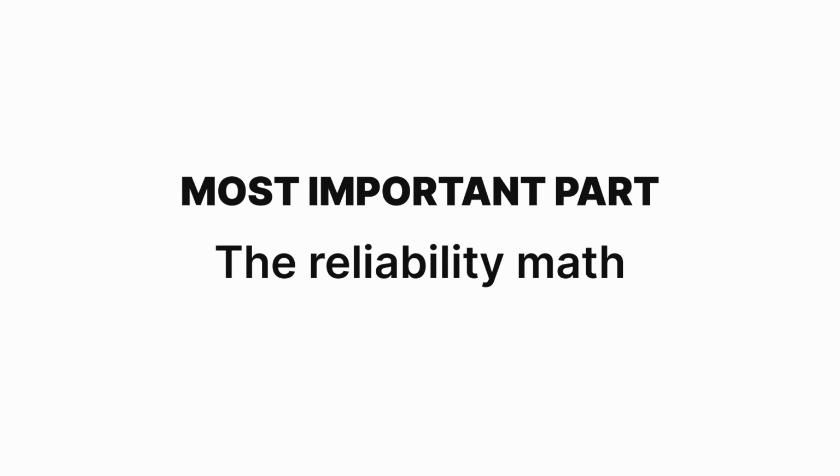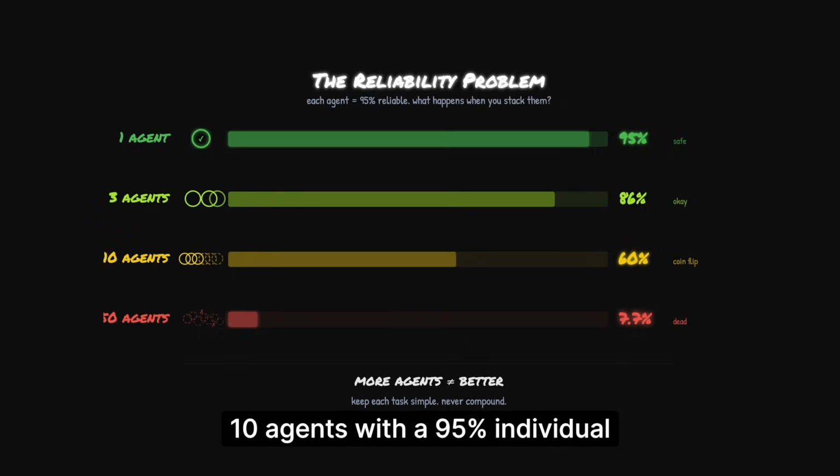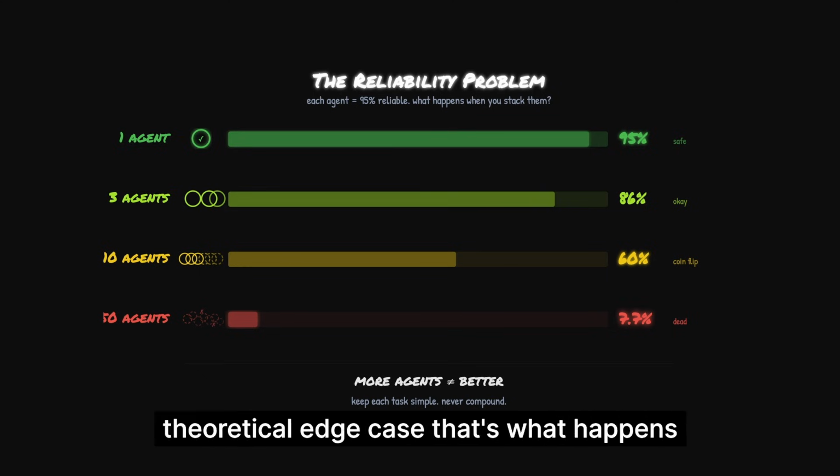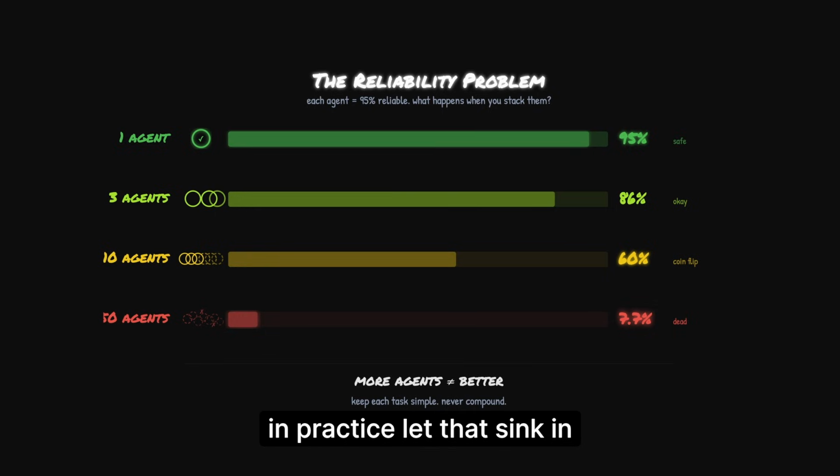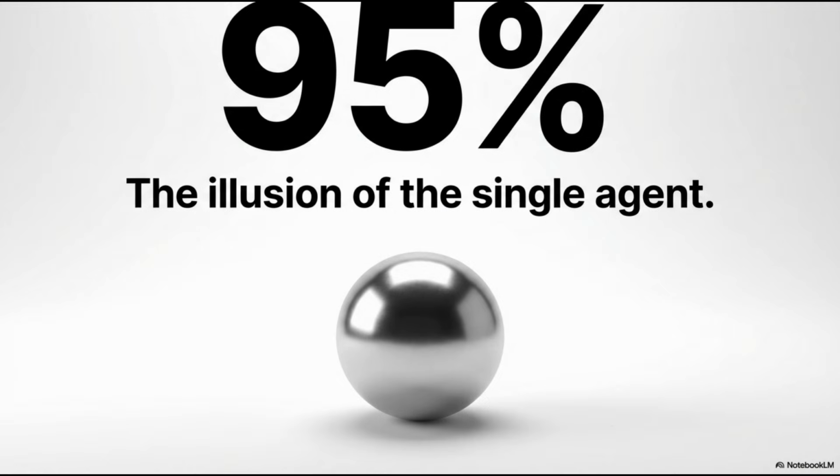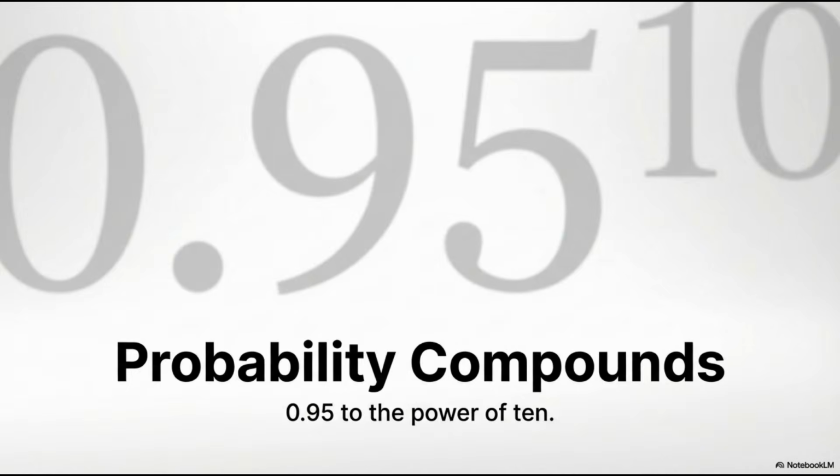Now, the most important concept in this section, the reliability math. 10 agents with a 95% individual success rate means a coin flip that all 10 finish correctly. That's not a theoretical edge case. That's what happens in practice. Let that sink in. 95% sounds great for a single agent. You'd take those odds any day. But probability compounds multiplicatively when you need all agents to succeed.